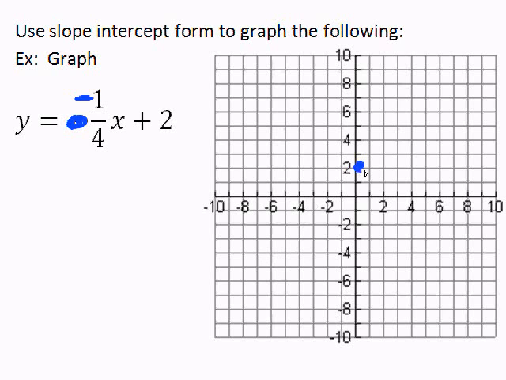Our y-intercept was 2, and our slope was -1 over 4. So we went down 1, to the right 1, 2, 3, 4. Down 1, to the right 1, 2, 3, 4. Or we can go from the y-intercept and go up 1 to the left 4. Either way, all the points should lie on a straight line.